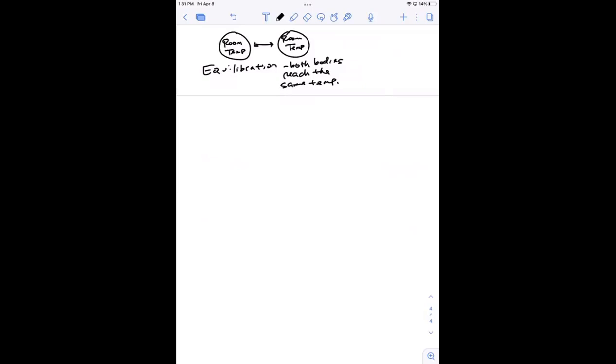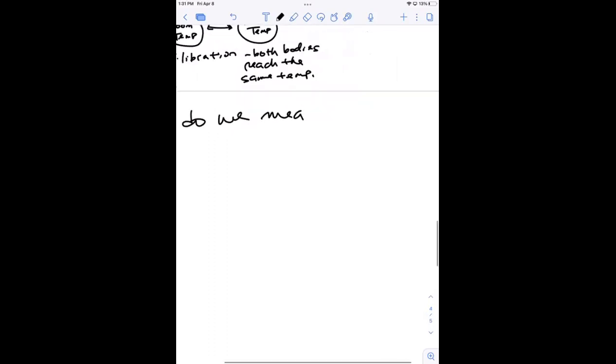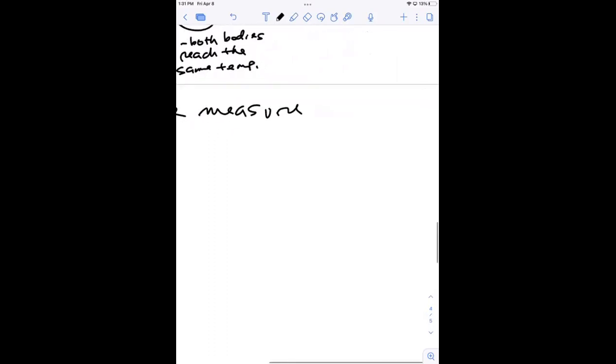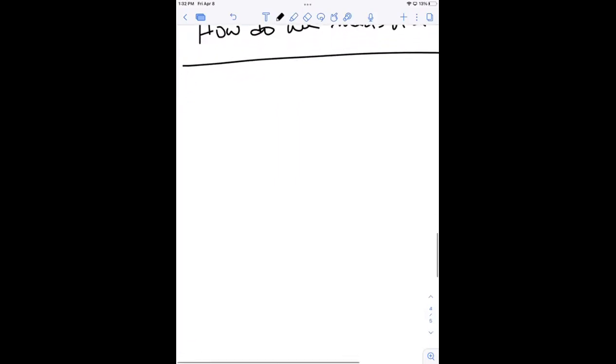Because we say energy is the capacity to give off heat or do work. So energy can cause temperature change, but that's not how we measure it. So how do we measure energy? And we're going to have two terms for that. Is it in joules? Yes, that's one of the terms. You're exactly right. One of the terms is joules.